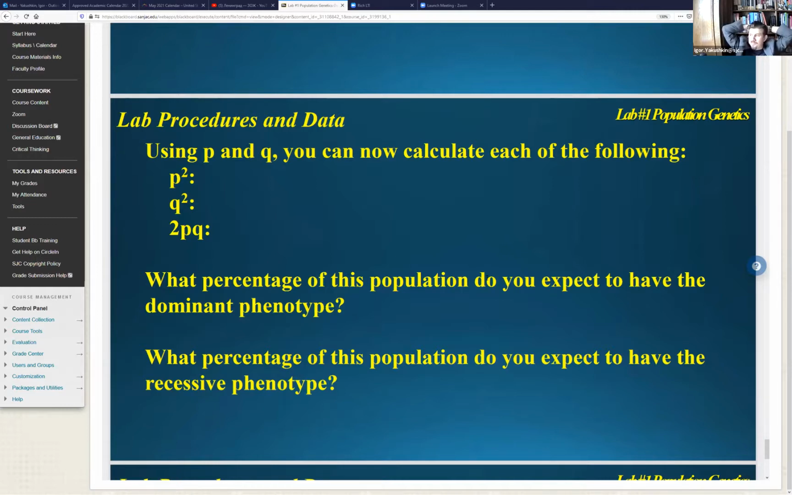Type it in, either in an overall chat or private chat, it doesn't really matter. I want to see the numbers. Tell me what percentage of that population you think is in a dominant phenotype?